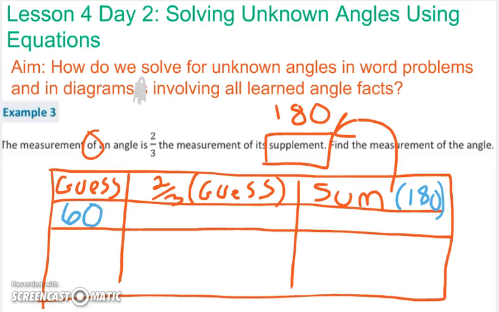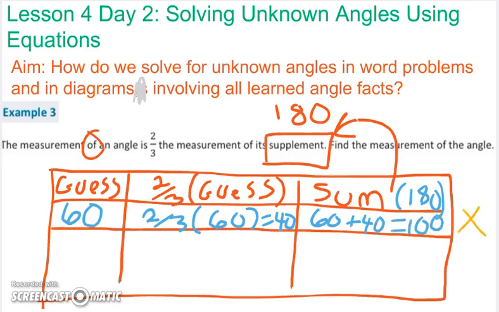Okay, well, if I go into my second column here, it should be 2/3 of our guess. Well, our guess in this row is 60. And 2/3 of 60 is 40. Okay, so apparently if I add the guess and our 2/3 of the guess together, it should give us 180. So does 60 plus 40 give us what we want? Okay, that gives us 100, so we know the answer is not 60.